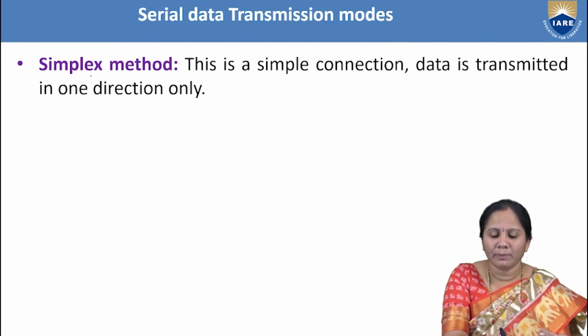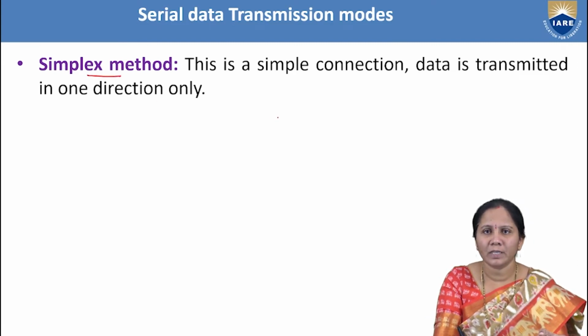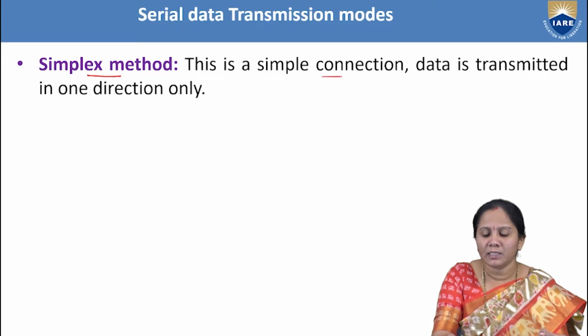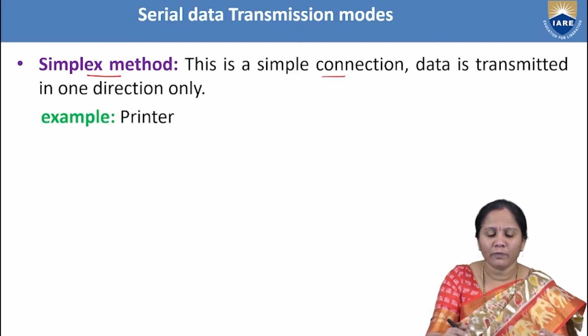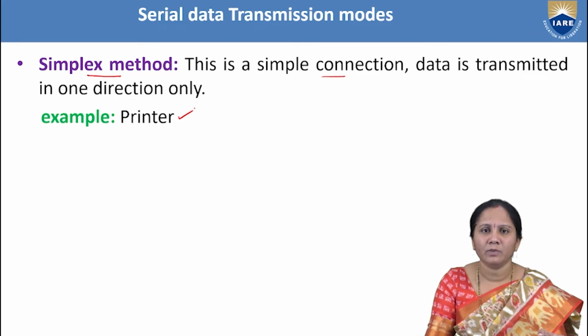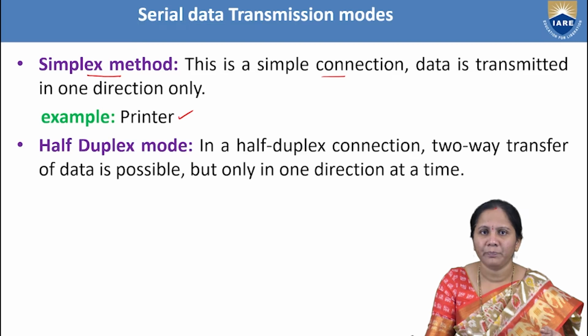Now, coming to the first transmission mode, that is the simplex method. It is a simple connection. In this case, data is transmitted in one direction only. For example, you can take a printer. The communication between a computer and a printer is a simplex method. That means every time the computer will be sending the command to the printer and the printer will be operating. So there is no chance of the printer giving a command to the computer.